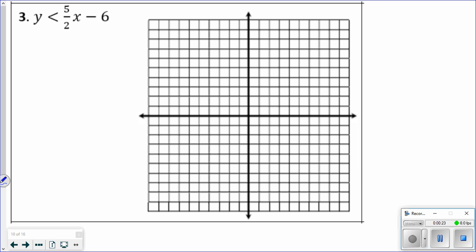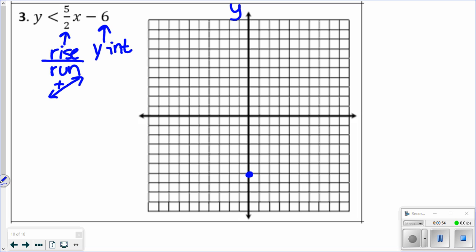So I want you to pause this video and try to graph this question, and then I will help you with the shading in just a second. So on your y-axis, go down to -6, and then think your slope, your rise over run, is up 5/2, and I need to be increasing from left to right because it's a positive slope.